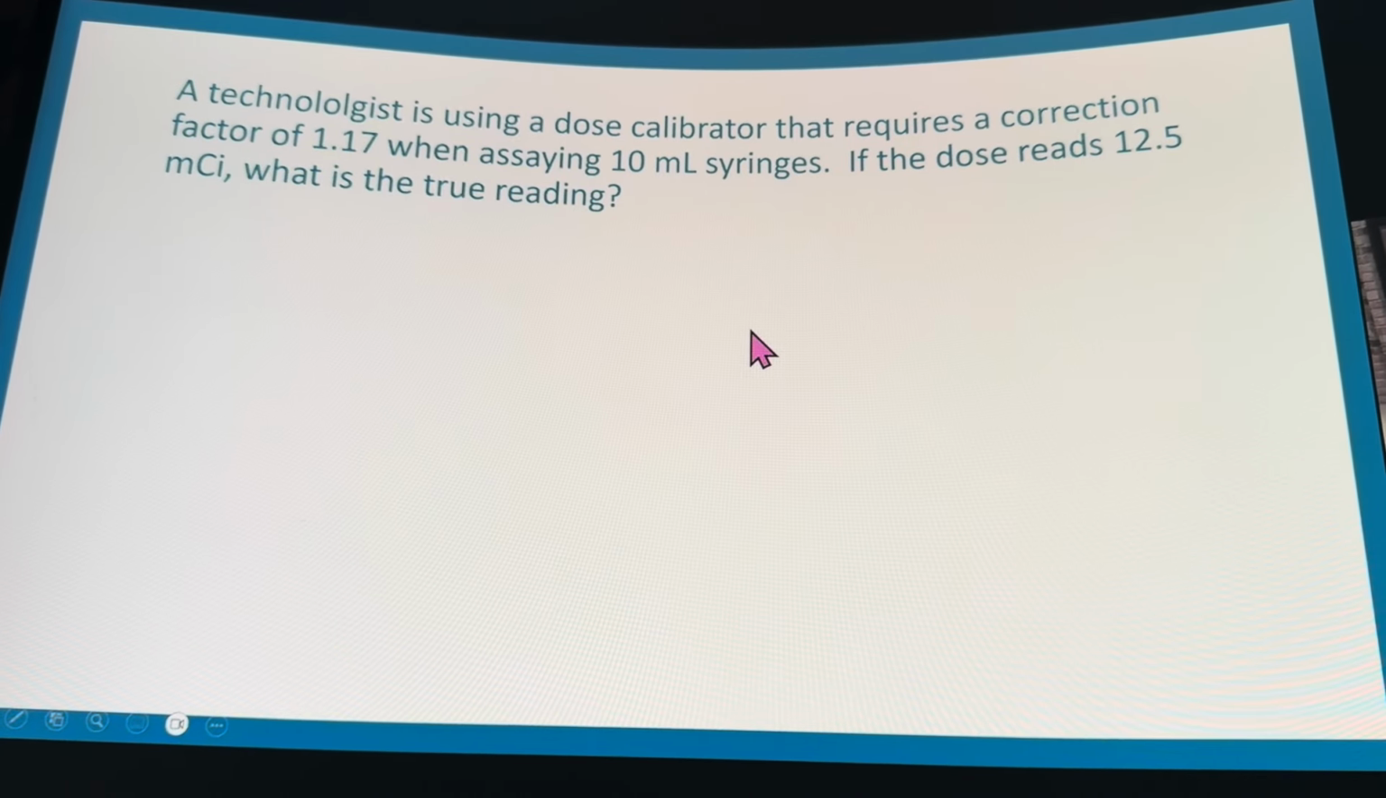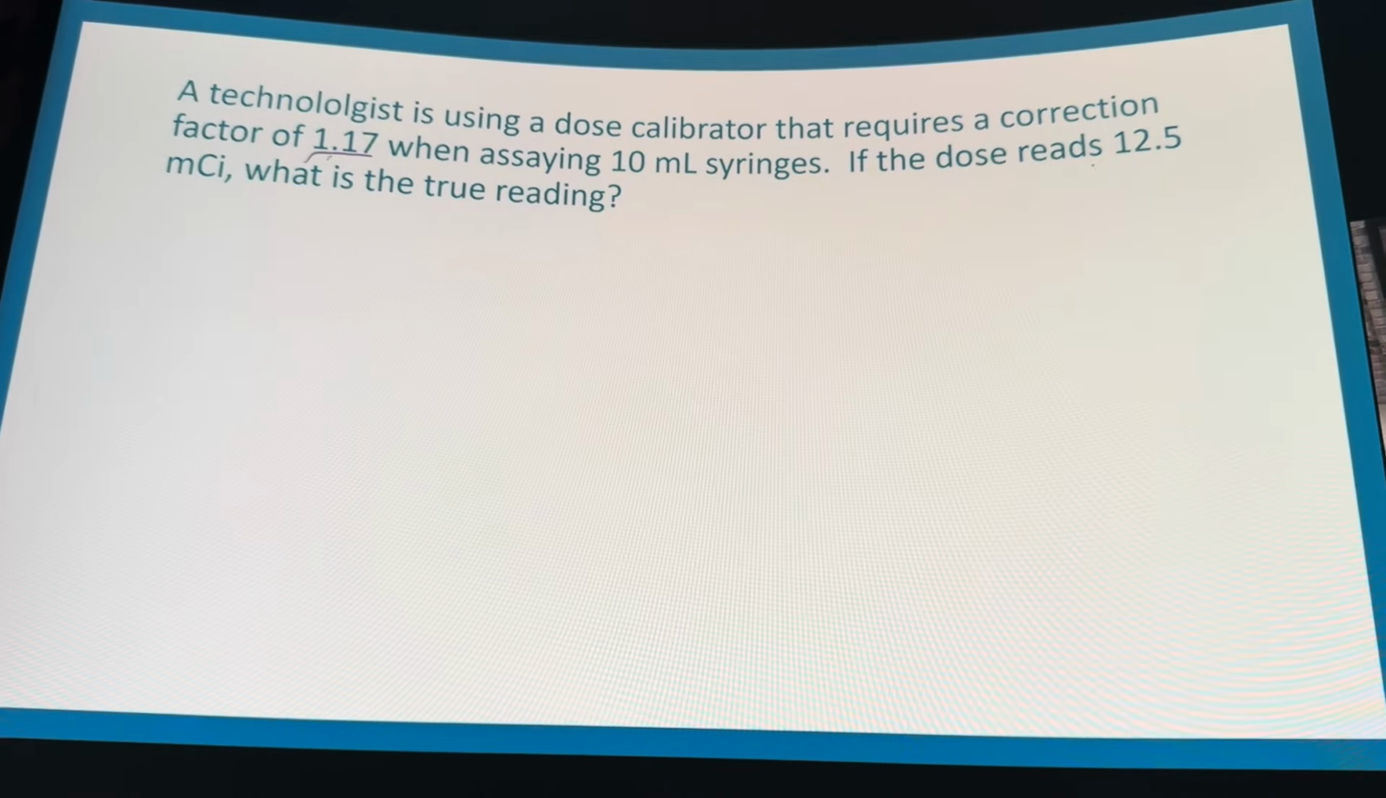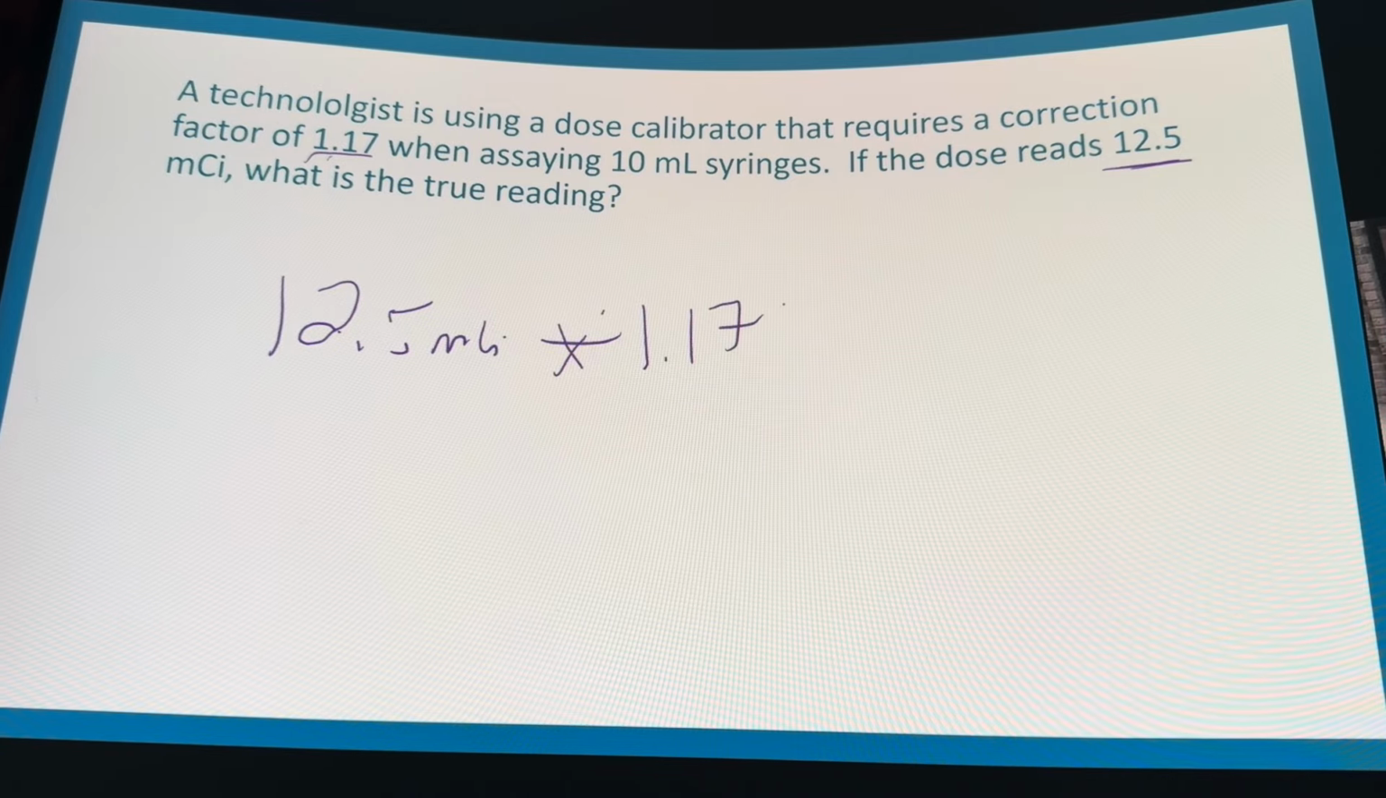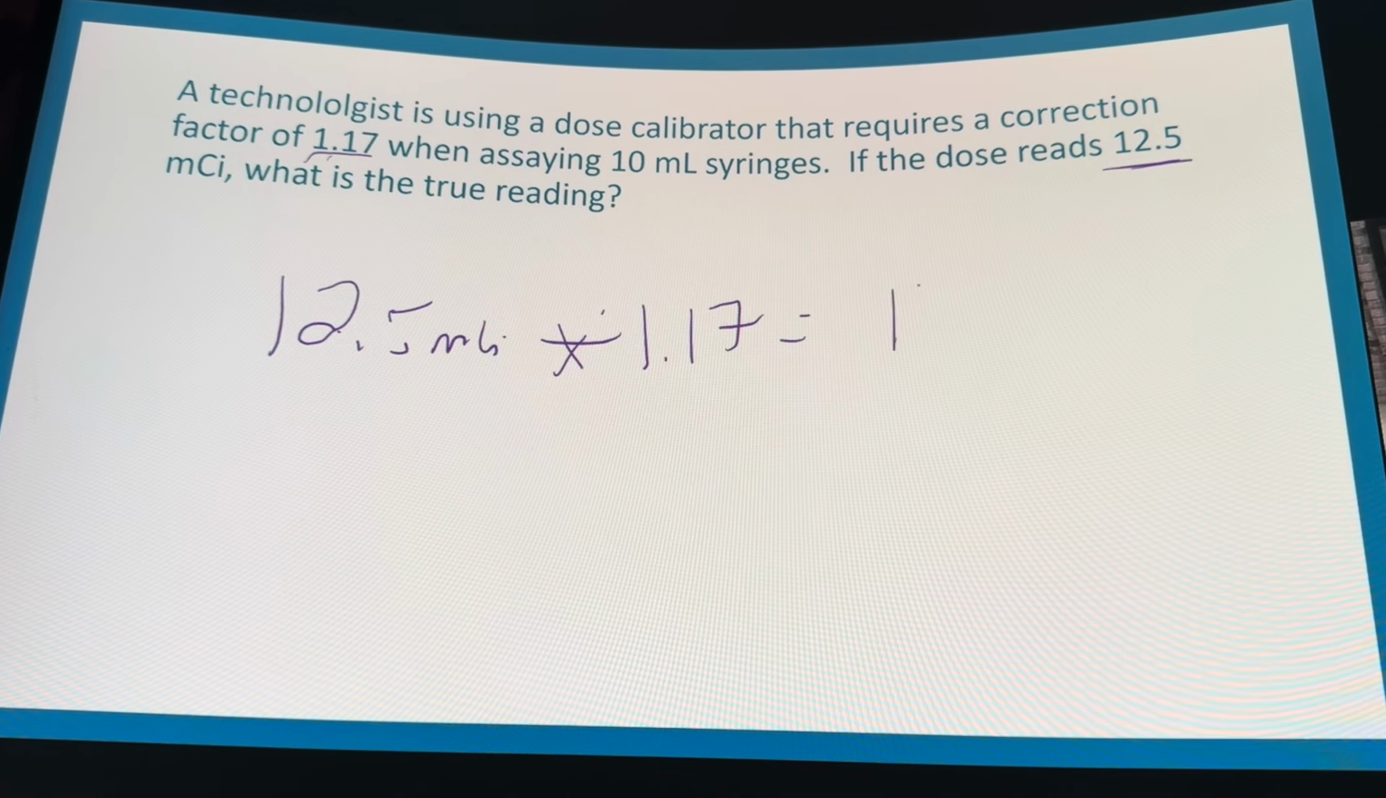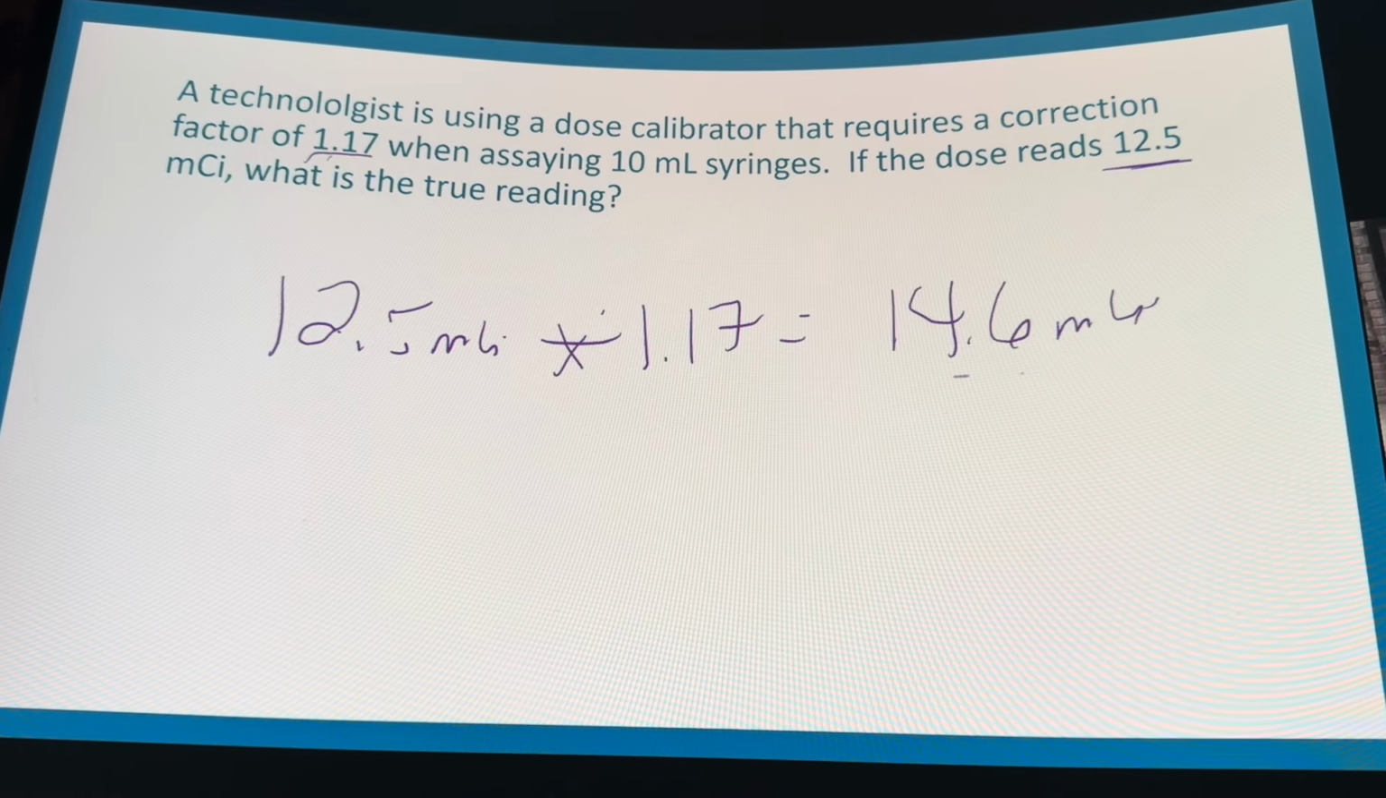All right, another one. A technologist is using a dose calibrator that requires a correction factor of 1.17, and the dose reads 12.5, so what's the true reading? Correction factor, I multiply. 12.5 millicuries times 1.17. My true reading is 14.6 millicuries.